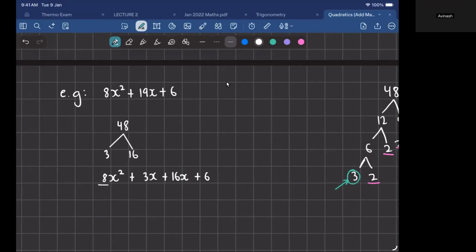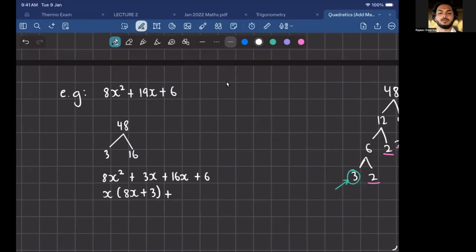What do 8x and 3x have in common? The x. If I factor out x, what do I write on the inside? If I pull out x from 8x squared, it's 8x. If I pull out x from 3x, it's 3. Let's do the other side now.